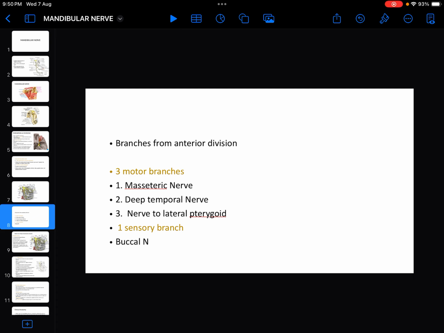And this nerve contains all the sensory fibers of the anterior division. It emerges between the two heads of the lateral pterygoid and courses downwards and forwards into the buccinator muscle and gives branches to the skin of the cheek.